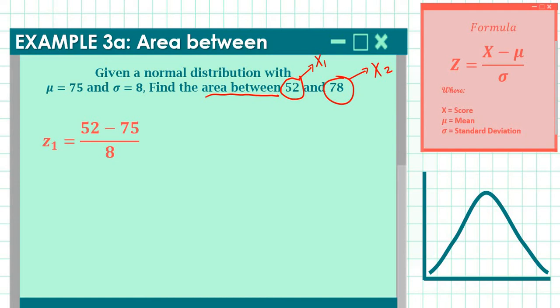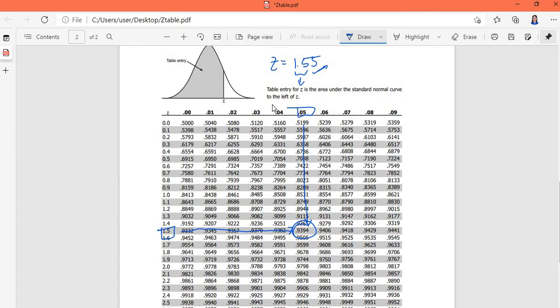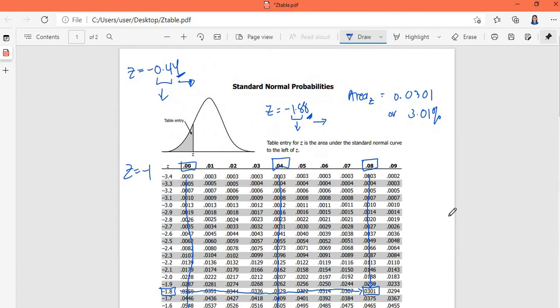Mean is 75 and standard deviation 8. Then, the z value is negative 2.88. We now proceed to the z table, that is negative 2.88, a negative value. Let me just write here, negative 2.88.